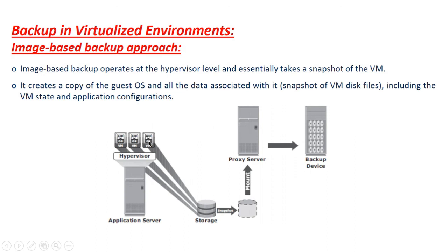So the image-based backup approach creates an image of the virtual machines. It takes a snapshot of the virtual machine, and creates a copy of the guest operating system and all the data associated with it, including the virtual machine state and the application configuration. The backup is saved as a single file called an image, which is mounted onto a separate physical machine, a proxy server, which acts as a backup client. The backup software then backs up these image files normally, as shown in the diagram here.